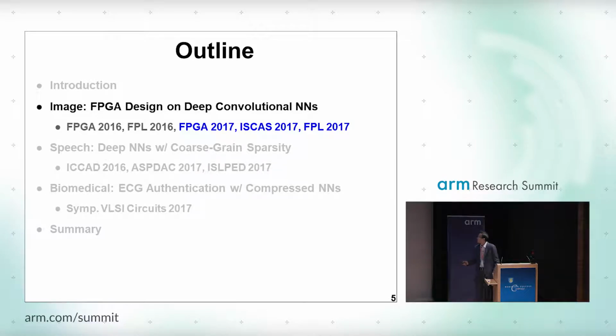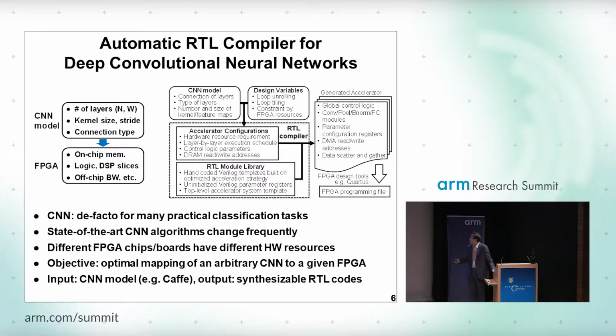To start with, I'll start with the deep convolutional neural network designs on FPGA. So CNNs, or convolutional neural networks, have been the de facto for many practical recognition and classification tasks. Besides the fact that the computation and memory requirements are very intensive, as we saw in the previous slide, another challenging aspect is that the state-of-the-art CNN algorithms change very frequently.